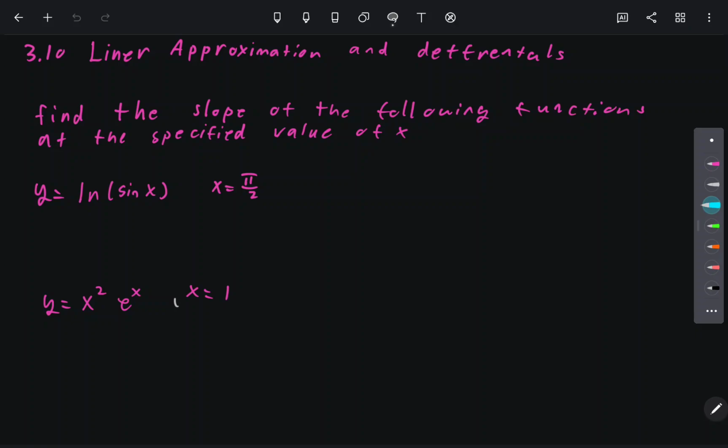So to start out, we're going to be going over just some basic differentiation, just to make sure we know how to find the slope. Then we're going to get on to the new stuff.